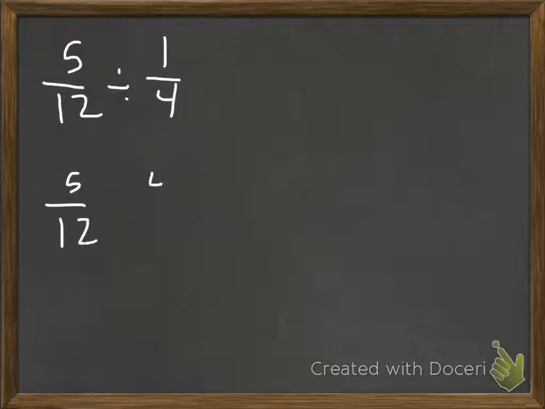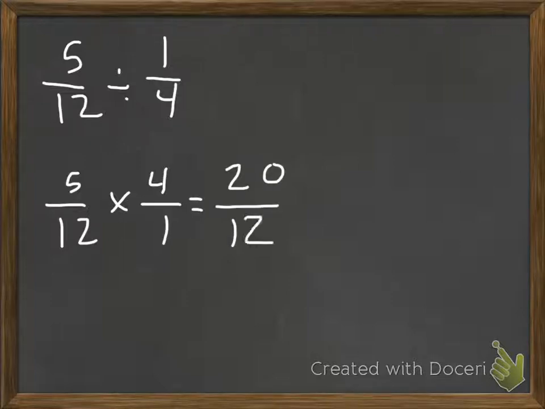5/12 divided by 1/4. Keep, flip, change, multiply straight across. Now we have 20/12. That can be reduced, but it's also an improper fraction and it has to be made into a mixed number. So you can do two things at this time. You can either reduce it first or change it to a mixed number. I'm going to go ahead and reduce it first.